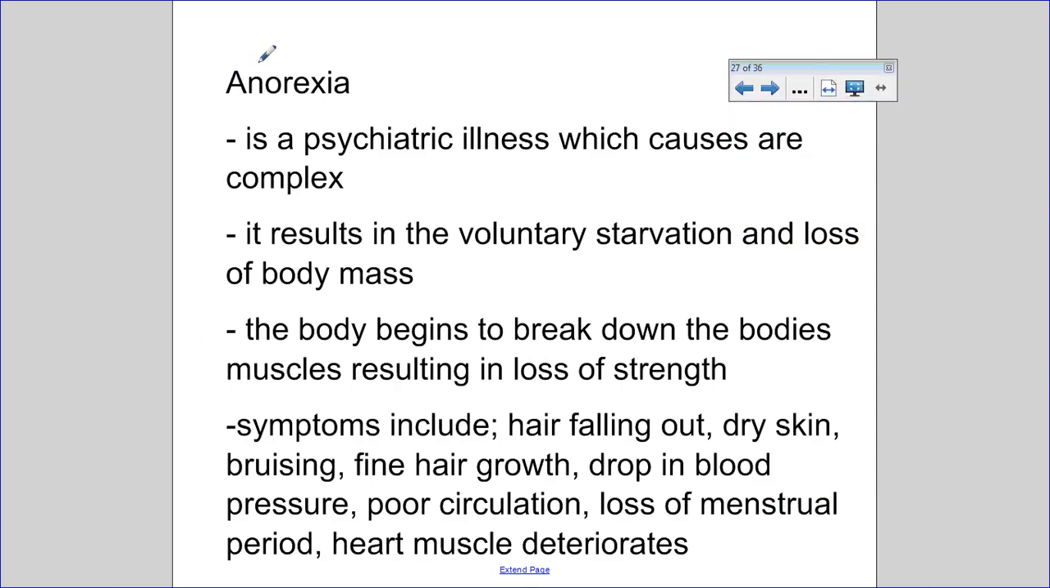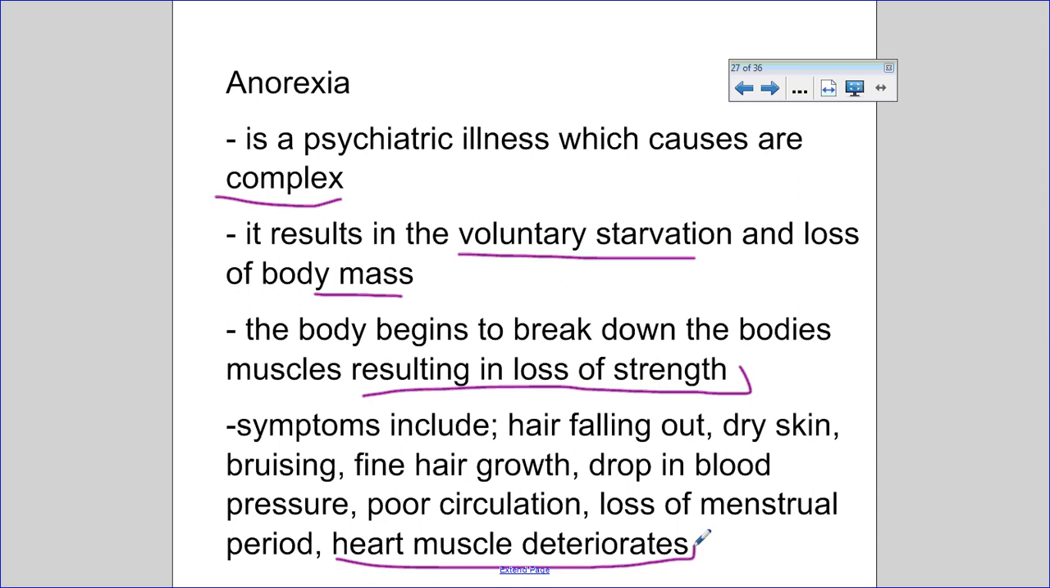So anorexia is one form of starvation. This is a psychiatric illness, whose causes are going to be complex. There are a number of factors which contribute to anorexia. But basically, at the heart of it, it will result in voluntary starvation and a loss of body mass. The body will begin to break down the body's muscles, resulting in a loss of strength. Symptoms can include hair falling out, dry skin, easy bruising, fine hair growth, a drop in blood pressure, poor circulation, a loss of menstrual period, and heart muscle can deteriorate as well.